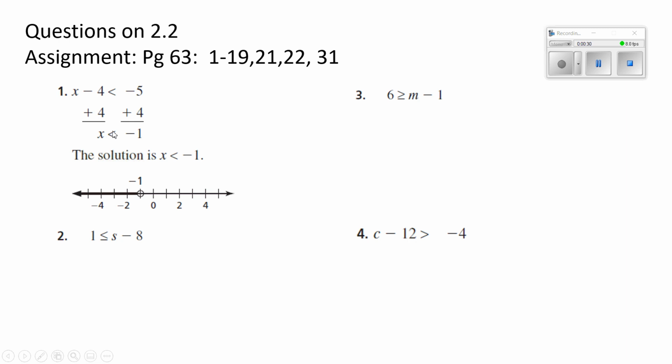On my number line, I'll make an open circle because there's no line showing it's equal, and point to all the numbers that are going to the left of the number line since it's less than. You have number 2 to do.